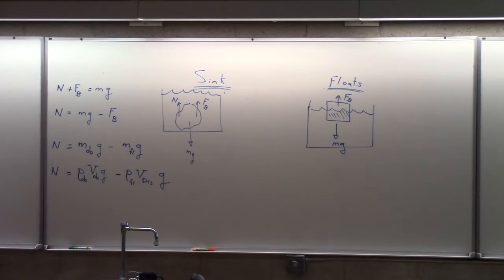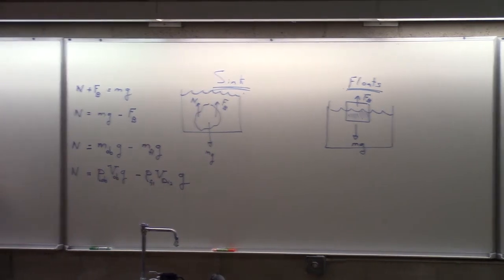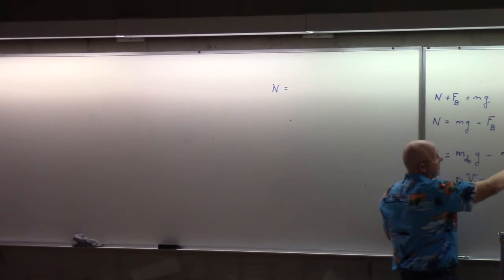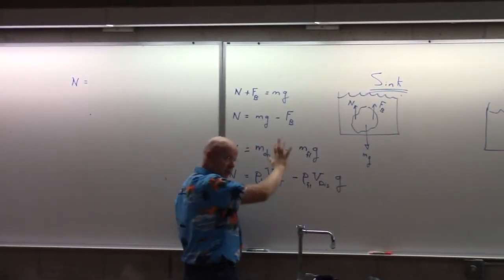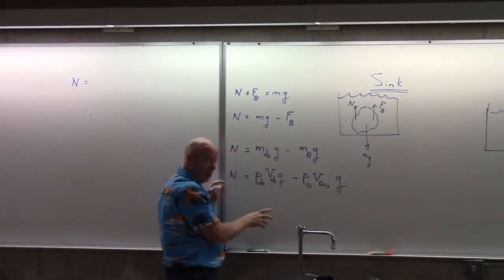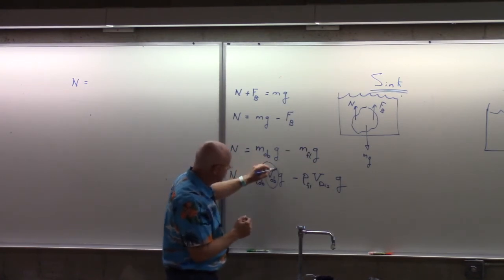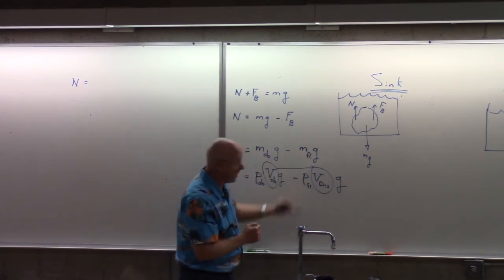Right. But watch this for a moment. And I guess I've kind of run out of room, so I'll continue my calculation over here. Remember, I'm talking about the scenario where it actually sinks. It's completely underwater. So in that case, what would you say about the volume of the object and the volume displaced?